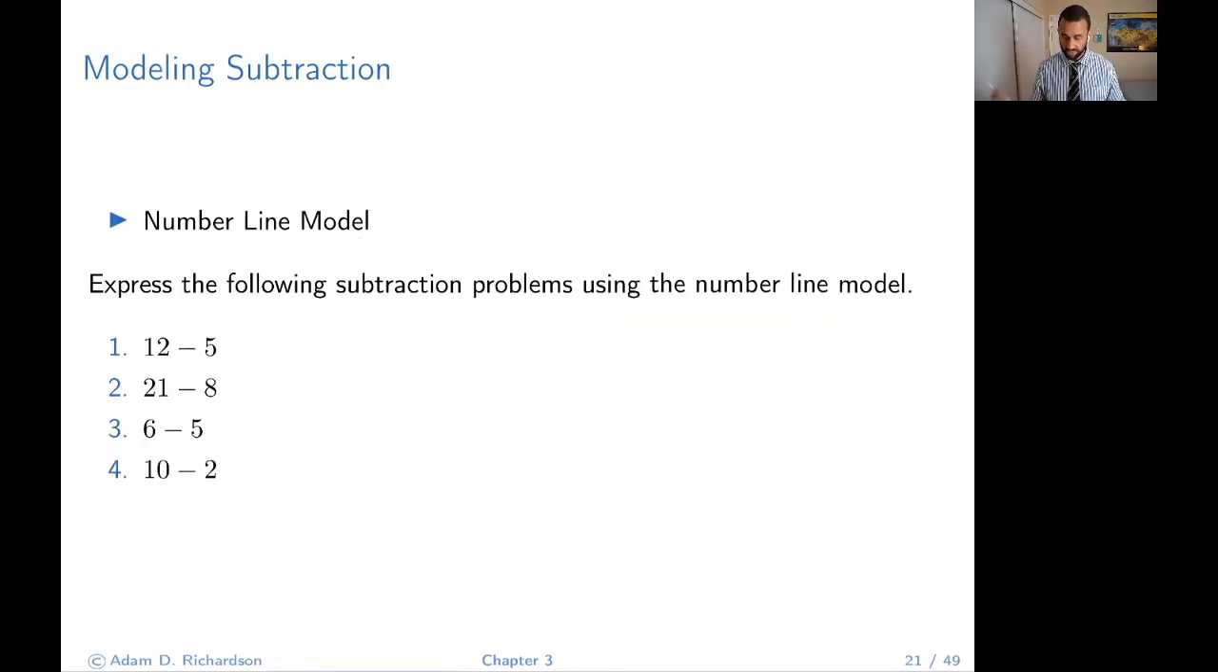Okay, let's do a couple examples. These are pretty straightforward. I'll just do a couple. Here we go. I'll do 12 minus 5, and I think what I'm going to do is start here.